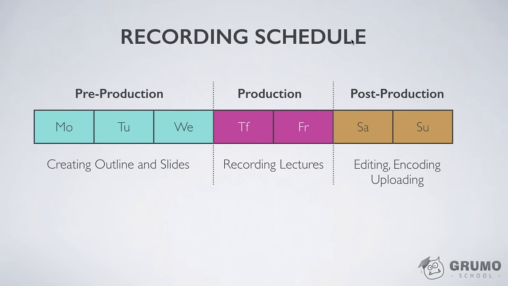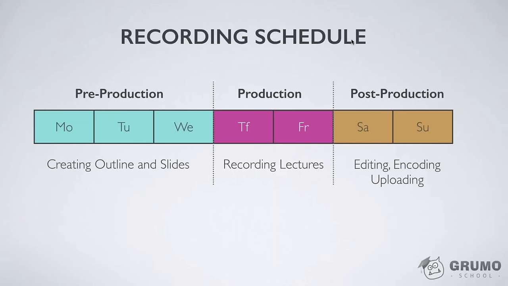So I'm going to give you an example of a weekly schedule for what would be a 4-hour course. Probably in reality, it's going to take you longer. But let's say you can put 4 hours a day of work into recording your course. Recording a course is like making a movie. So there is pre-production, production, and post-production. In pre-production, you're going to create your outline and the slides. In production, you record your lectures. And in post-production, you're going to edit them, encode them, and upload them.